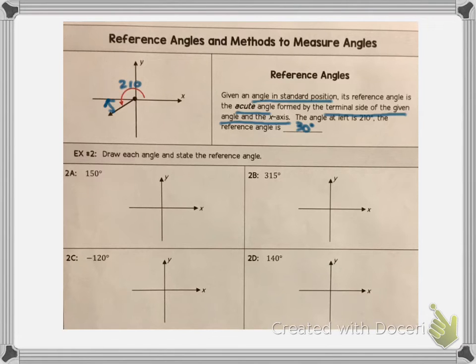Let's see how we get to that angle and what's the difference between that angle and the x-axis. So this is 0 degrees. If we start at the initial side, this is 90 degrees here. Then you have 180 degrees here. And then this is 210 degrees right here. So the difference between 210 and 180 is going to be 30 degrees. So that is my reference angle.